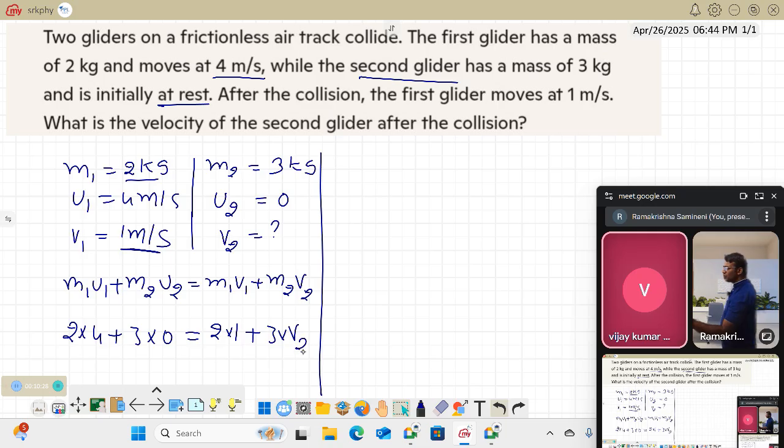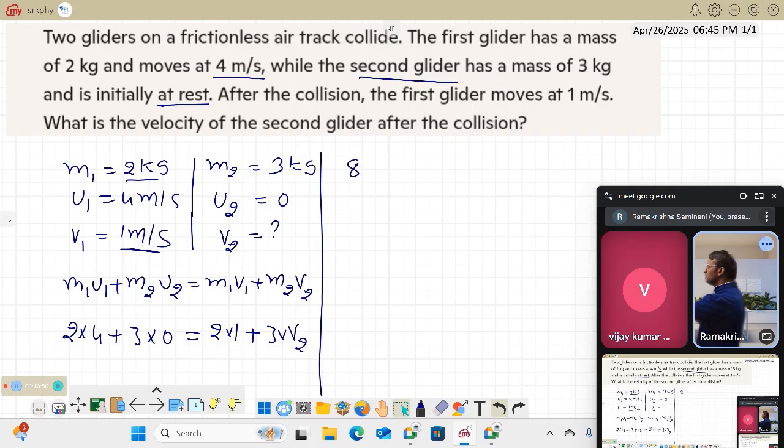So first, before solving, you check the directions. Are any directions given, like opposite directions? No. After the collision, the first glider moves 1 meter per second. What is the velocity of the second glider? While solving the problem, you have to take the directions into consideration. Not discussed any opposite direction means we can directly solve.